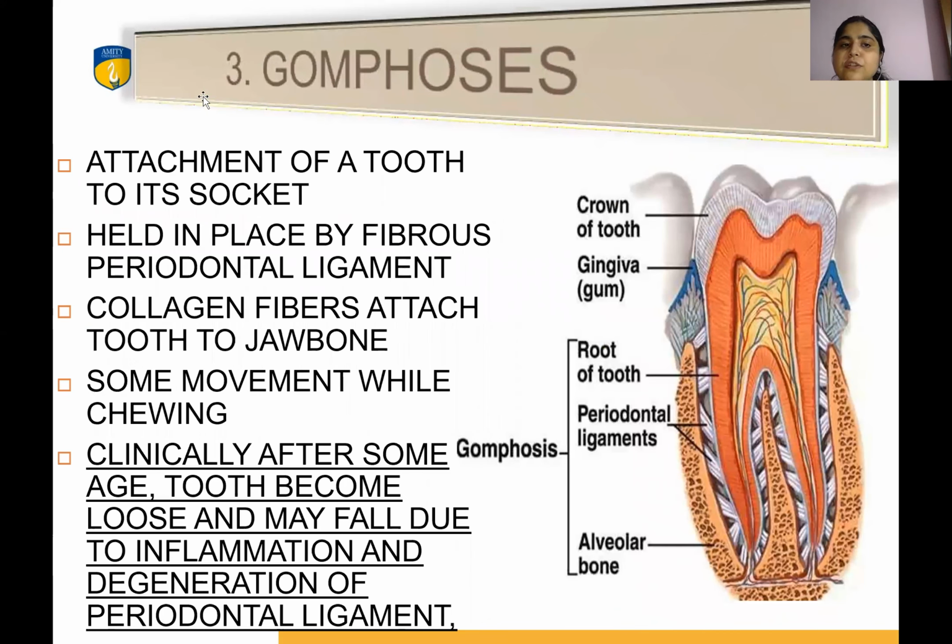Next comes the gomphoses. It is the attachment of a tooth to its socket. It is held in place by the fibrous periodontal ligament, with collagen fibers attached to the jawbone. There is some movement while chewing. Clinically, after some age, teeth become loose and may fall due to degenerative changes and inflammation of the periodontal ligament, which is there in the diagram.